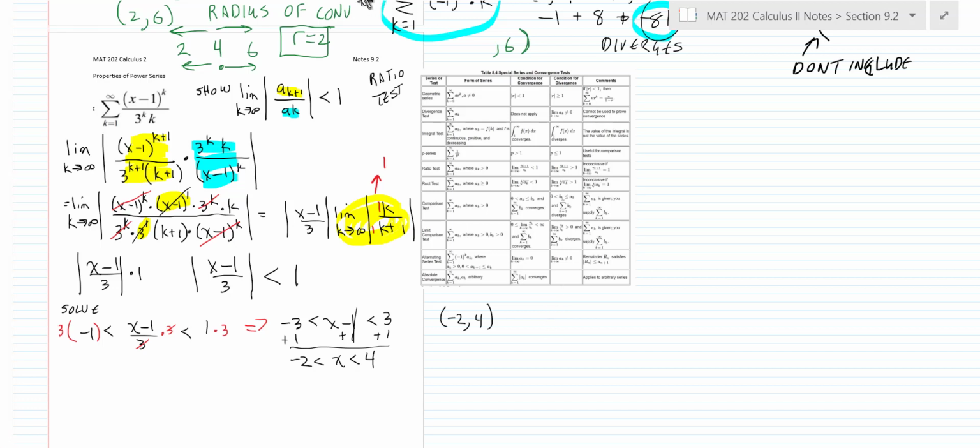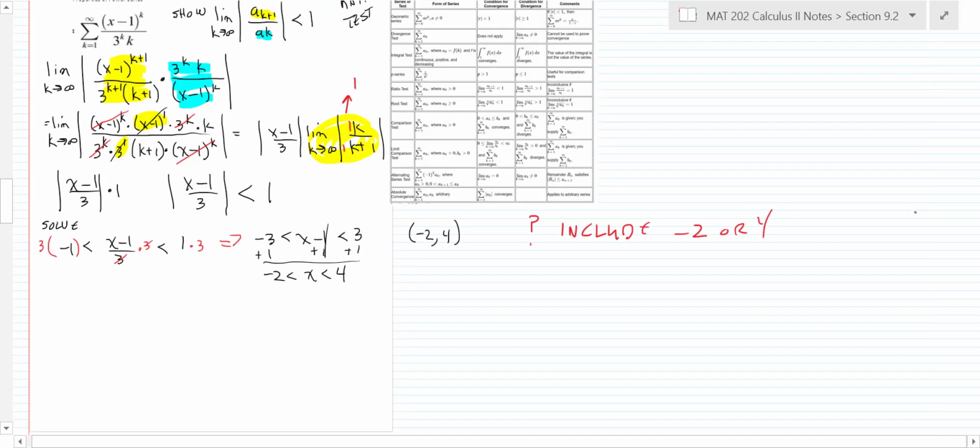So the question becomes, do I include the negative 2 or the 4? So you have to actually test that out. That's the next piece we need to do, so you don't forget about doing that. You've already done most of the problem.